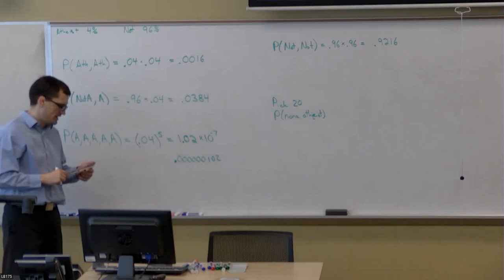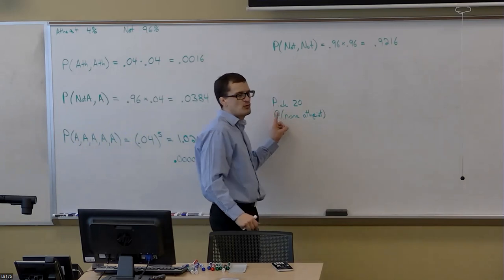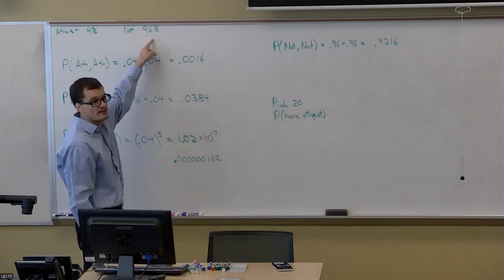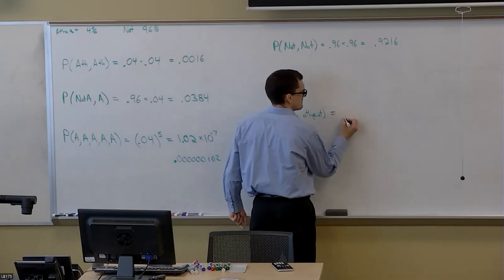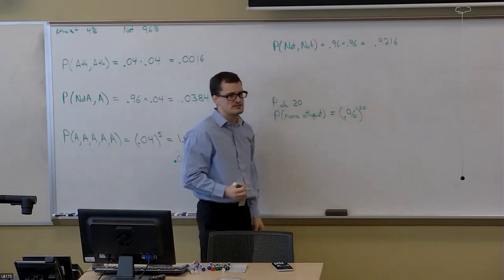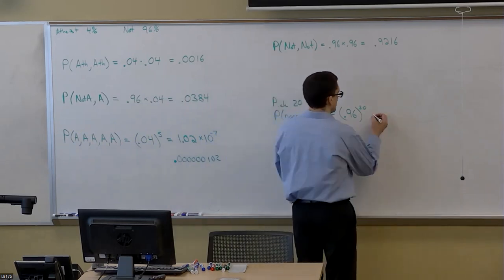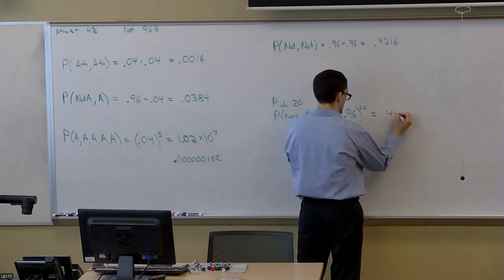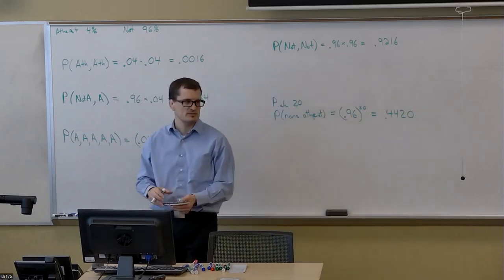And then the last one, the probability that you pick 20 people and none are atheists, that's basically getting not 20 times in a row. So we're going to take that 0.96 times itself 20 times in a row. It's easier to use exponents, so I'm going to use 0.96 to the 20th power. And when you type that into your calculator, you end up with 0.4420, rounding to 4 decimal places.